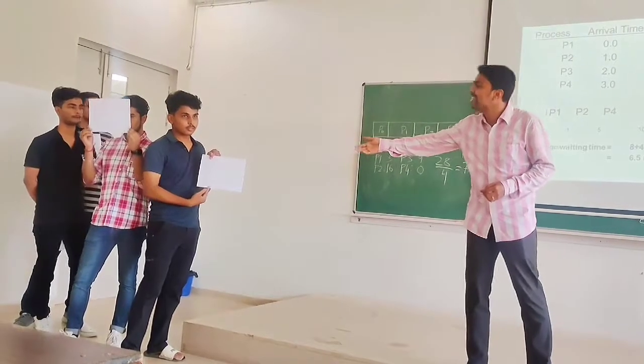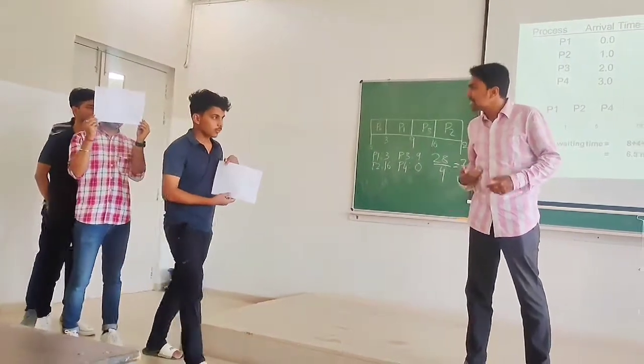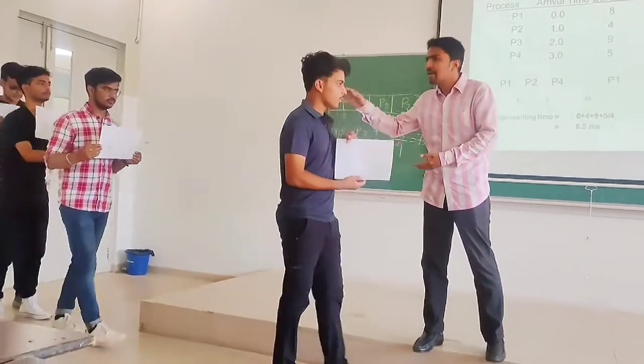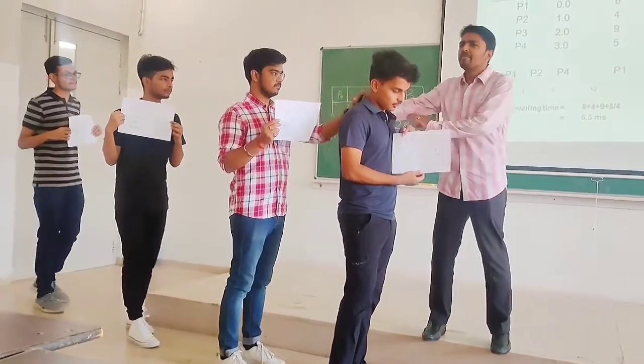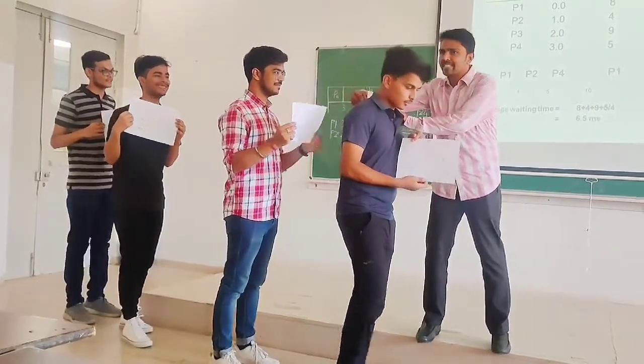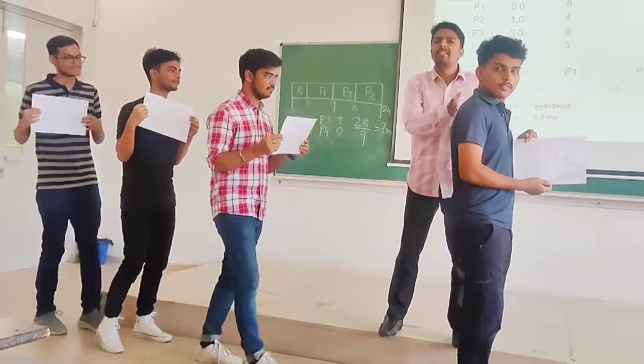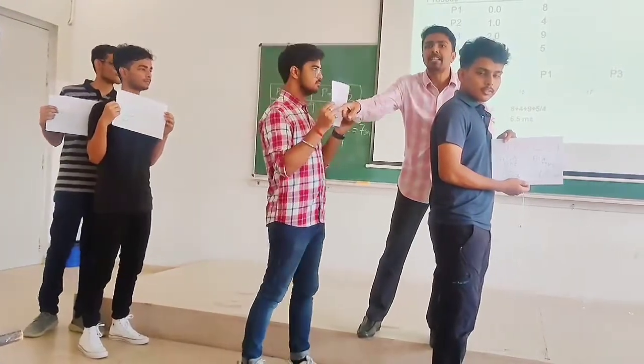Process 1, please come, get my CPU time and get executed. Its burst time is how much actually? 8 seconds. I am executing this for 1 second, and at the first second I am getting to know there is another process that comes.